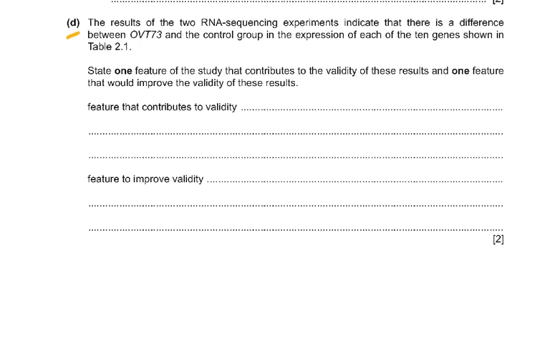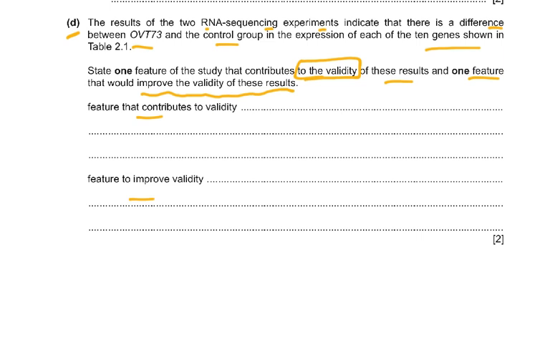Then coming to the D part of the question, the results of the two RNA sequencing experiments indicate that there is a difference between OVT73 and the control group in the expression of each of the 10 genes shown in table 2.1. State one feature of the study that contributes to the validity of these results and one feature that would improve the validity of these results. So feature that contributes and improve, feature that contributes: two different testing kits used.